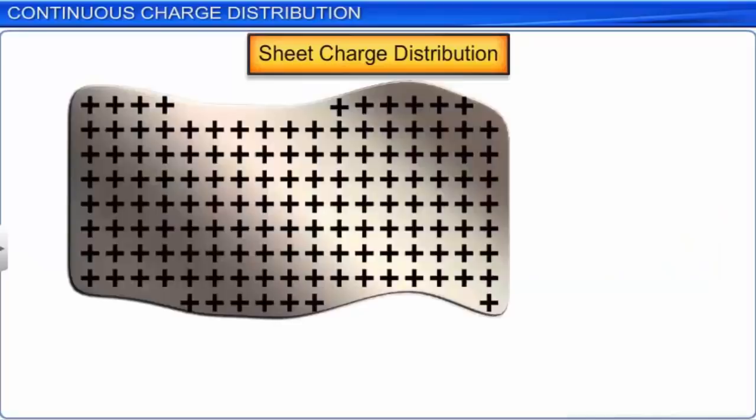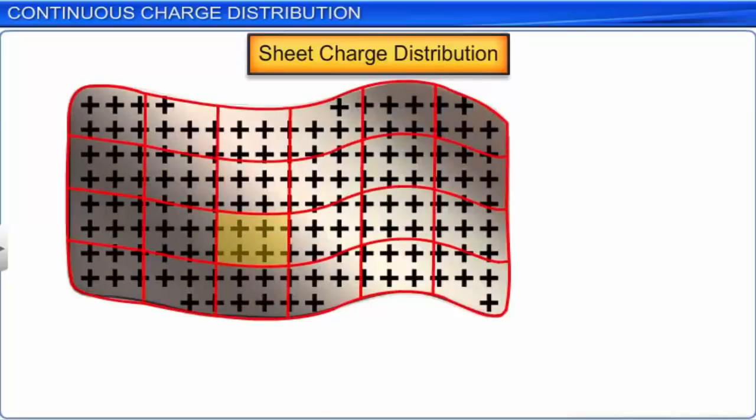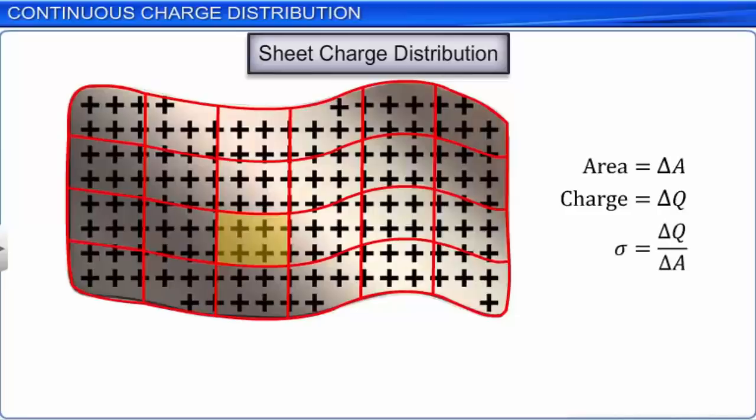Now let us consider a sheet of charge carrying a total charge Q on a surface area A. In such situations, the electric field strength at an imaginary point P can be calculated by assuming the charge distribution to be divided into infinitesimally small areas, each having an area delta A and charge distribution delta Q. Surface charge density, sigma, is the charge per unit surface area. Therefore, surface charge density for an individual surface element is expressed as sigma is equal to delta Q by delta A. It is a scalar quantity measured in coulomb per meter square in SI unit.